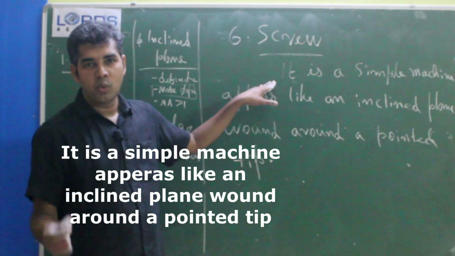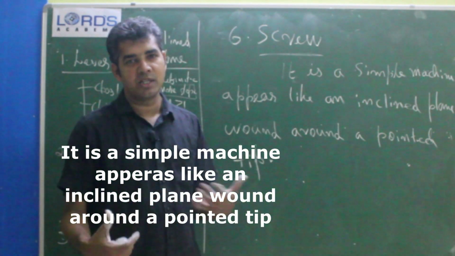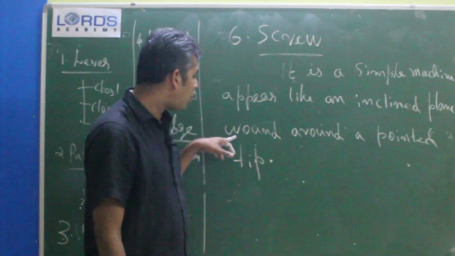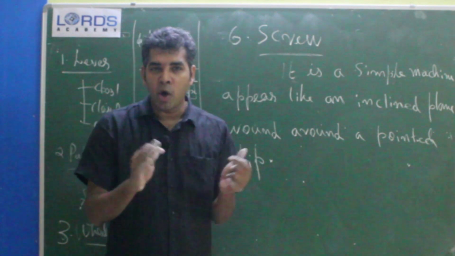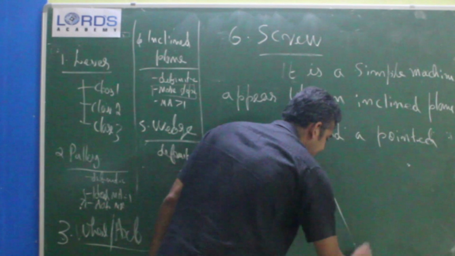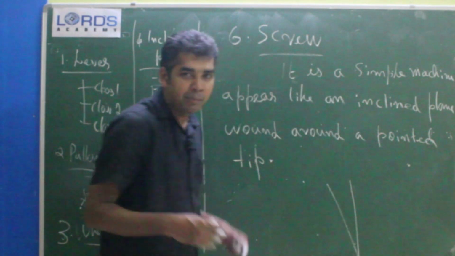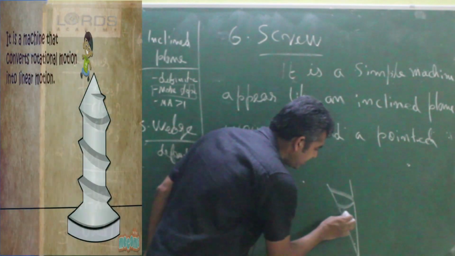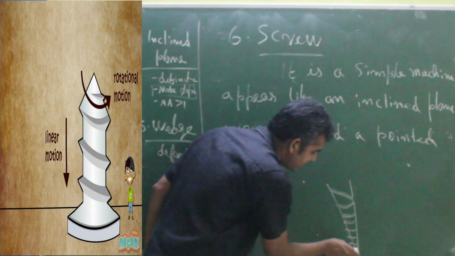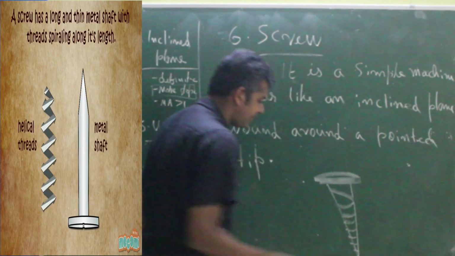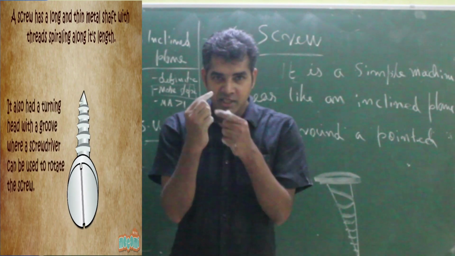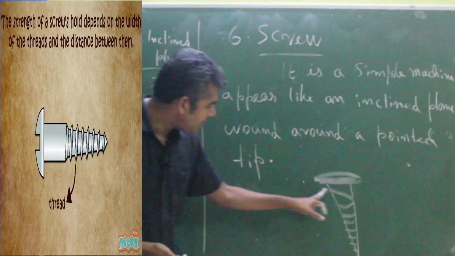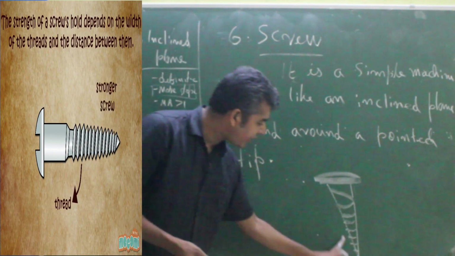Now I am going to discuss what the terms are. It is a simple machine, very clear, used to make our work effortless. It appears like an inclined plane wound around a pointed tip. The words may be complicated, but the idea is very simple. There is a pointed tip, and an inclined plane appears wound around it. When you see a screw, you can see the surface of the groove just like an inclined plane. As they said, an inclined plane is wound around a pointed tip.